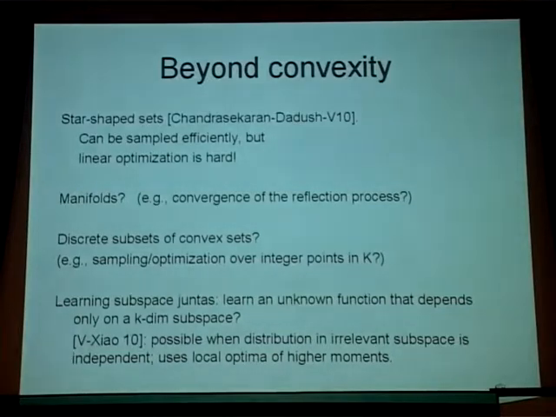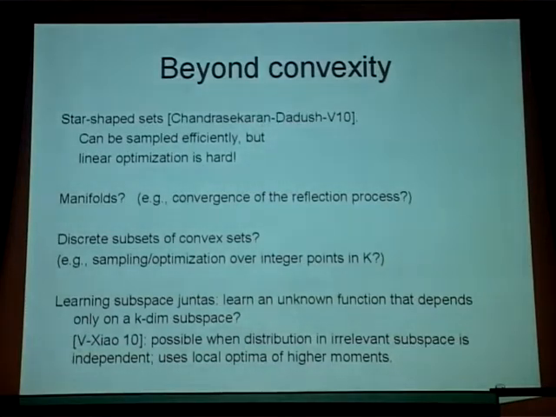Question, manifolds. We would like to extend these things from convex sets to manifolds, which are one possible extension, surfaces with some properties. How about discrete subsets of convex sets? All lattice points inside a convex body. Can we try to count them or sample them or maximize over them? And we only know things about very special cases.